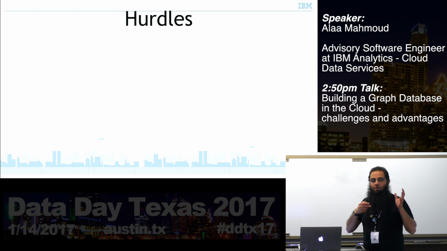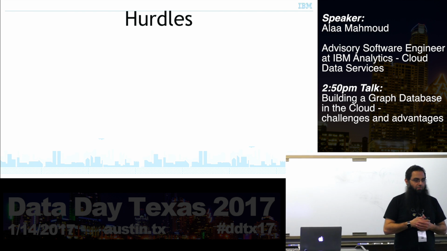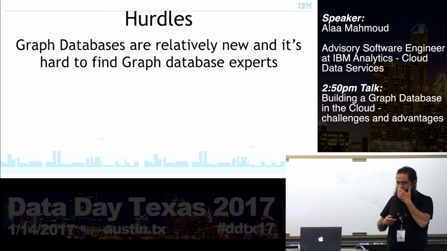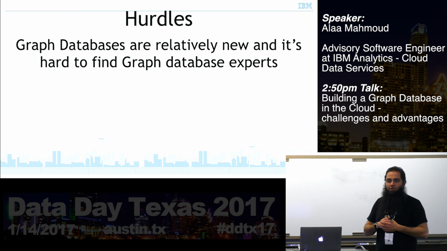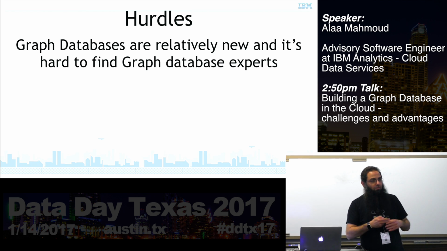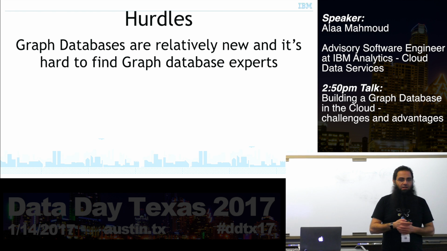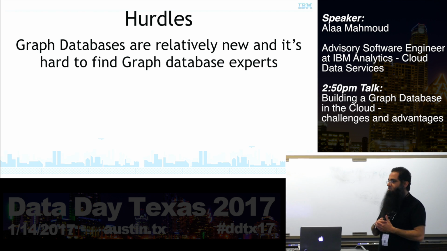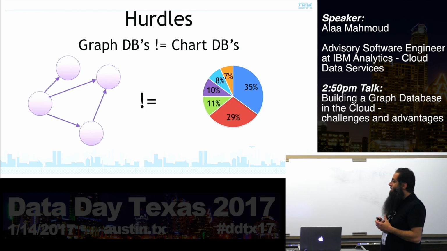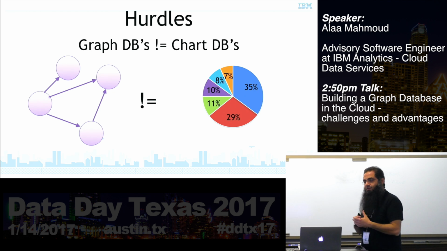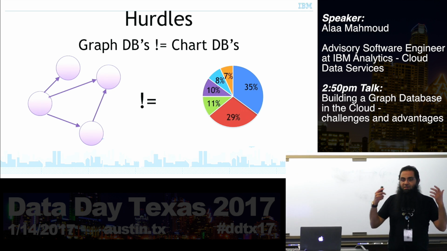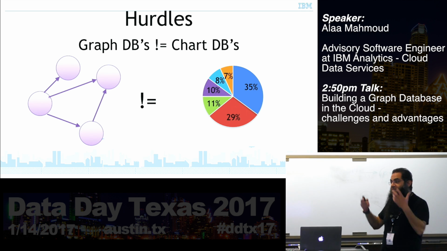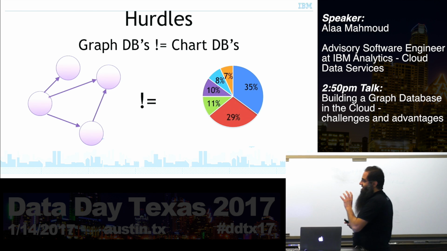There are hurdles that affect graph databases. The hurdles are, graph databases are new. It's hard for a company, for a CIO, for a CTO, for somebody who's trying to put together a solution, to find experts in the field. A lot of people think that graphs are charts. They are not. A lot of people, when I tell them I do IBM Graph, say, oh yeah, that's really cool because I really want to store all my charts somewhere. Like, that's not what we do.